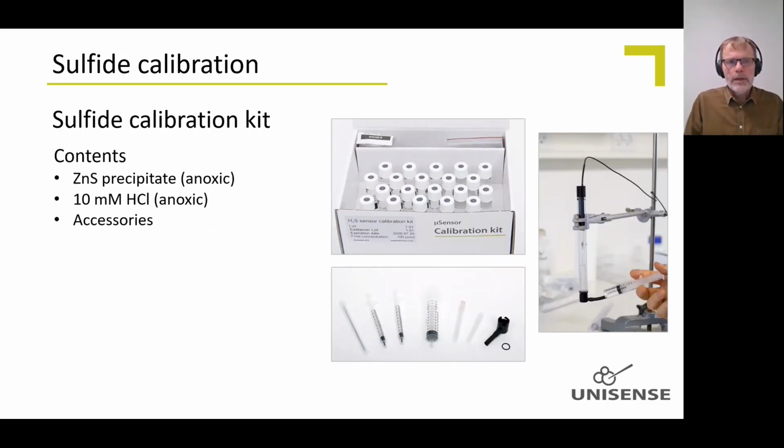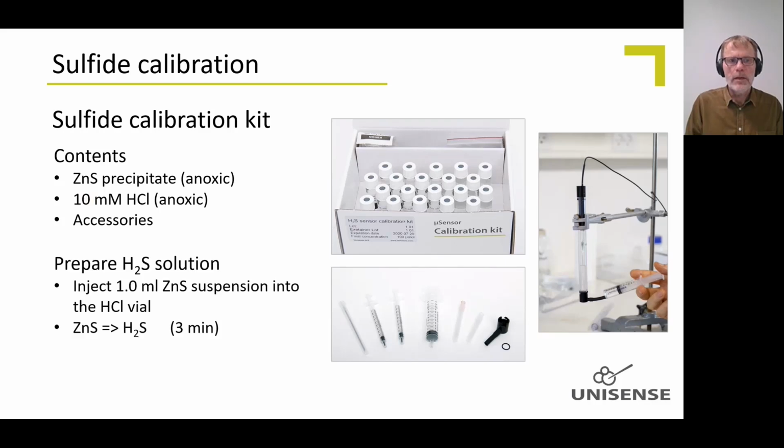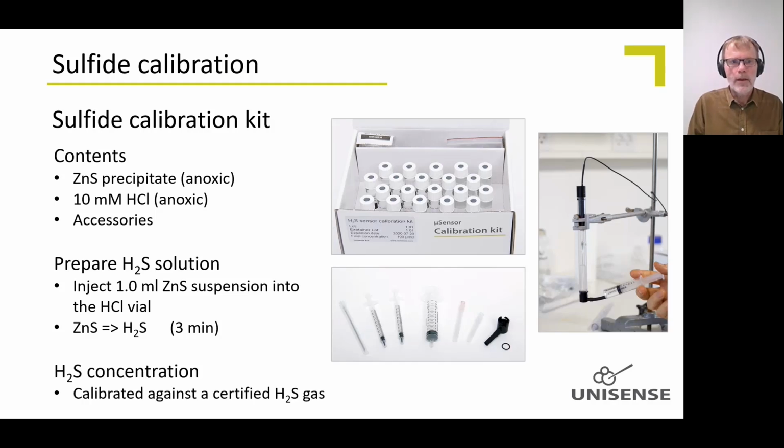The sulfide calibration kit is very handy because it comes with sulfide precipitated as zinc sulfide, and then some hydrochloric acid, 10 vials of the first, 10 vials of the second, and all the accessories. And then the idea is that you shake this suspension of zinc sulfide very well, and then transfer 1 milliliter to the hydrochloric acid vial, and you'll then within 3 minutes have all the sulfide in the H2S form, and you can do the calibration.